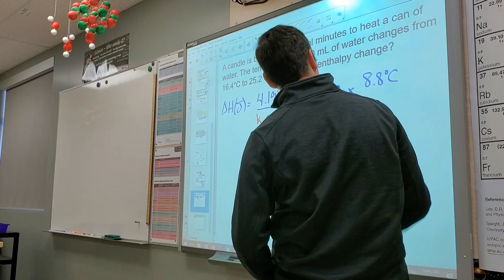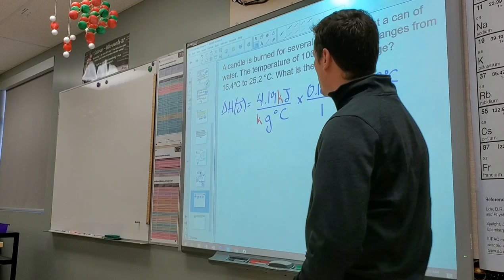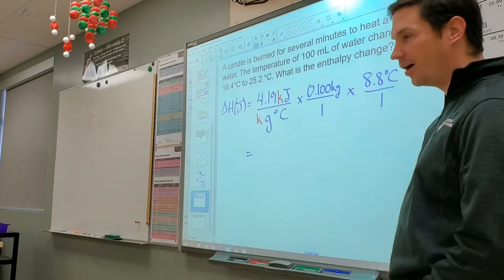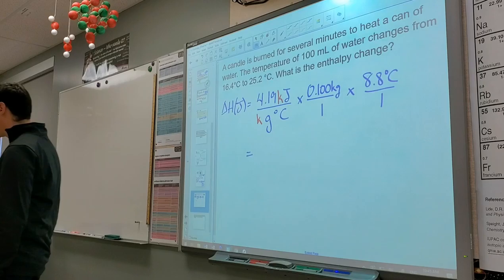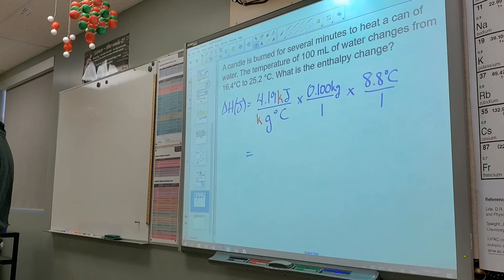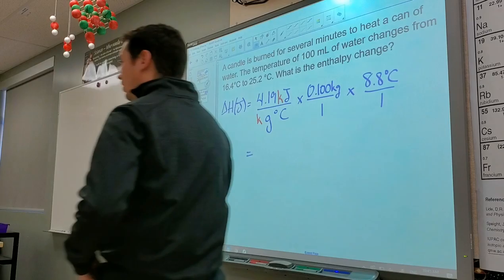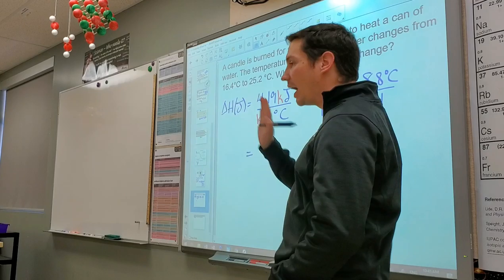And what was the temperature change between 16.4 and 24.2? 7.8 degrees Celsius. Over 1. You don't have to put over 1, but I do. You need calculators. Anybody else need a calculator? Do you actually have a calculator up? You have a calculator, but it's not out. The two options are I throw a calculator at you or you take it out.